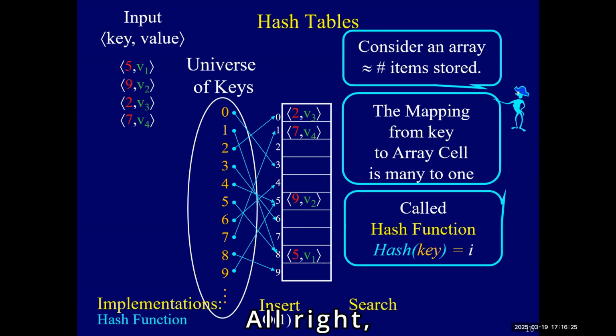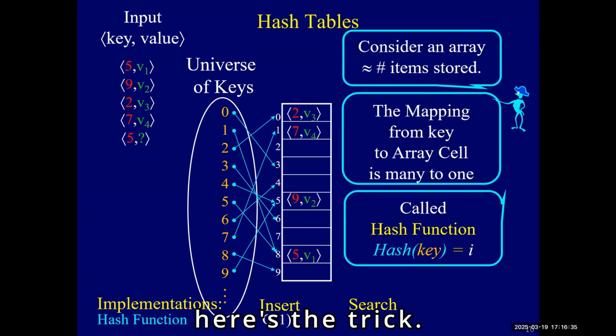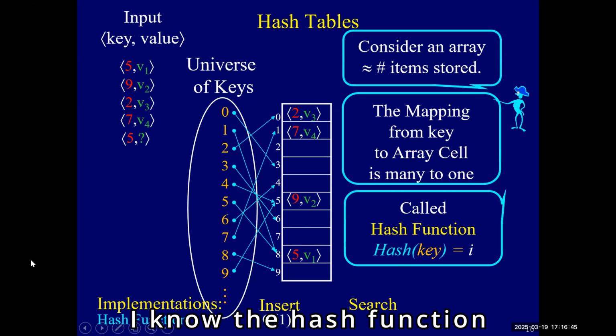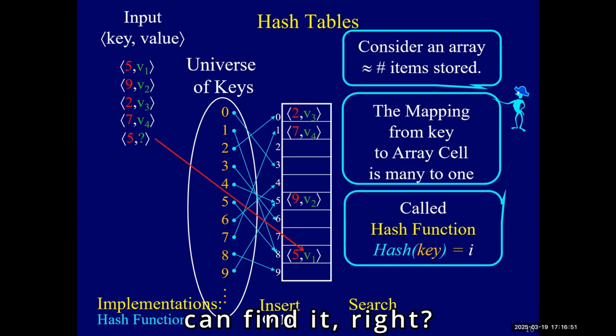All right. So how do you search? Well, where's 5? How do I know that? Well, here's the trick. I have to know the hash function, right? It's not like when I'm putting it there, I flip coins. I know the hash function, and I can say 5. Who's 5 mapped to? It's down there. I can find it. Right?